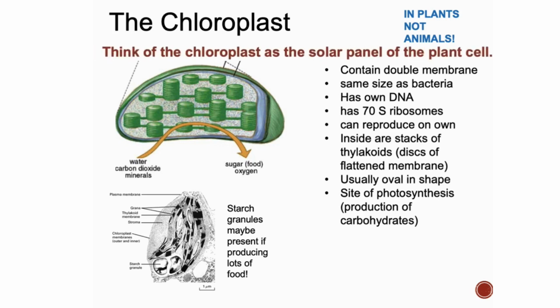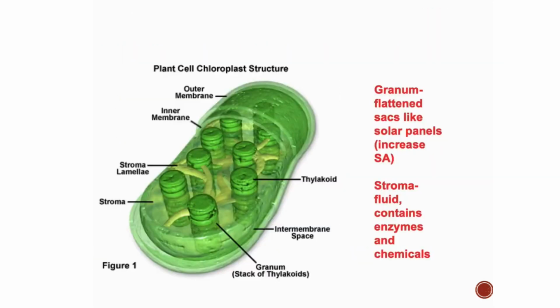And think of the chloroplast as the solar panel of the plant cell. Only plants and algae have chloroplasts. Granum are flattened sacs like solar panels, and stroma is fluid that contains enzymes and chemicals. The thylakoids and stroma actually increase the surface area for the photosynthetic process.